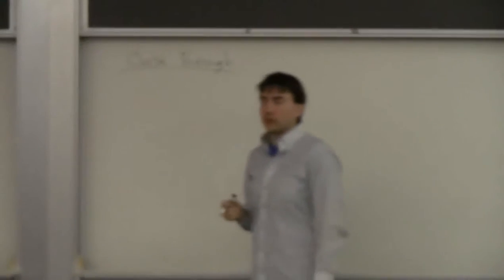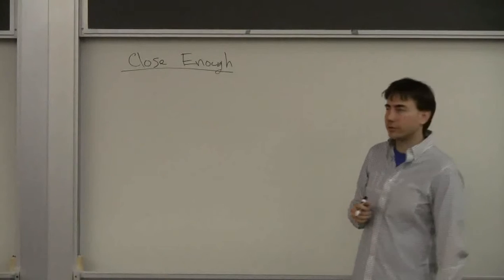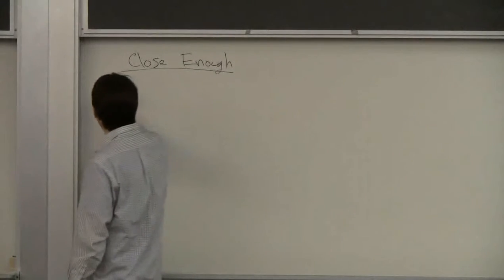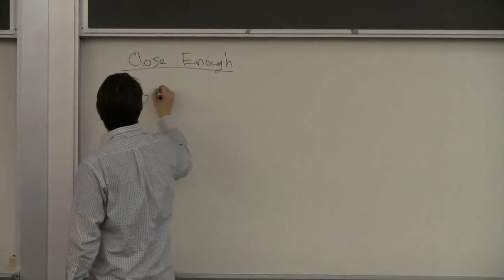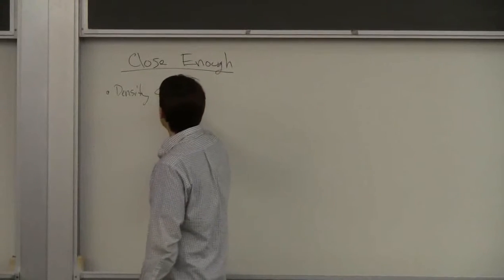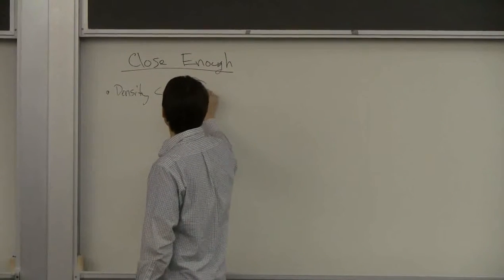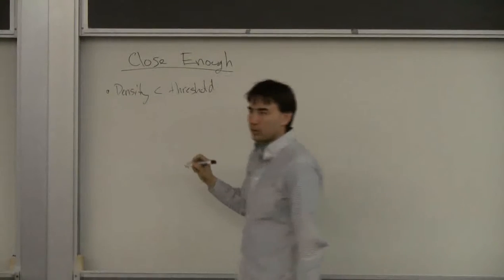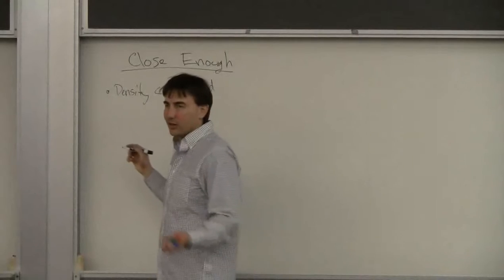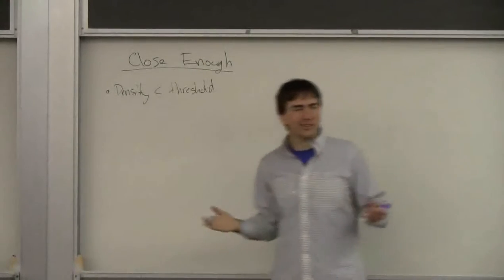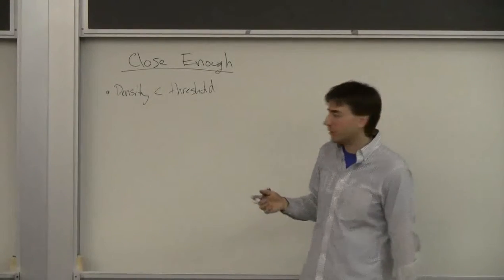So what were some of the ideas we had for how to define if these were close enough? Someone said something about the density. So you want the density to be below some threshold. Right, and the density could be defined something like, well, that's a good question. How do you define the density?